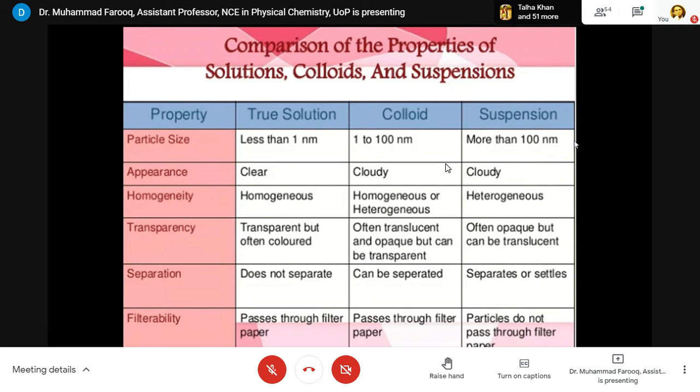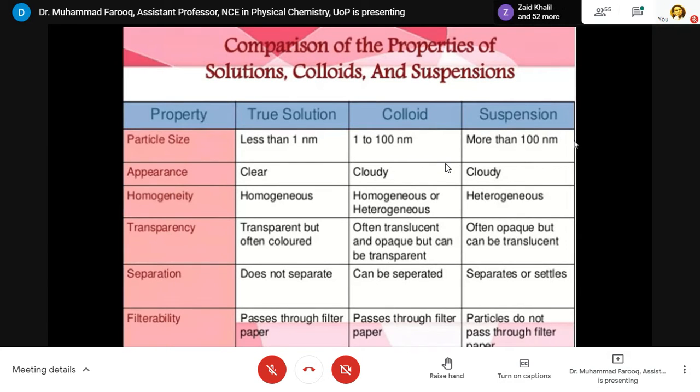While colloids are often translucent and opaque, they can also be transparent. For example, you can see milk is opaque. In the case of suspension, it is also opaque because the particle size is bigger. These are the properties we are comparing.